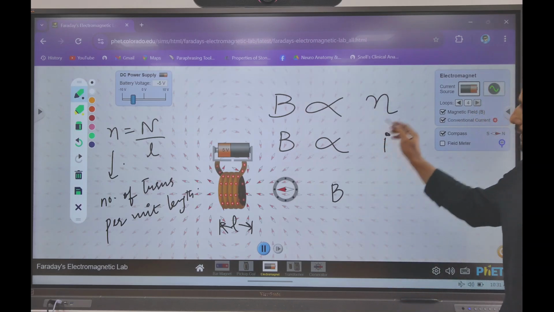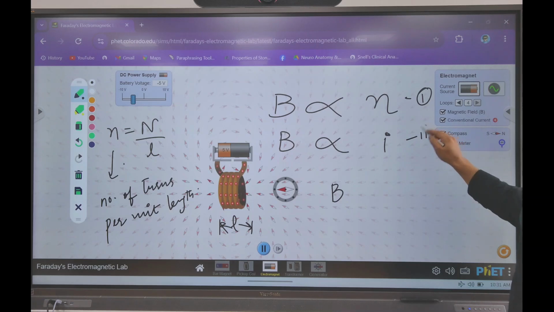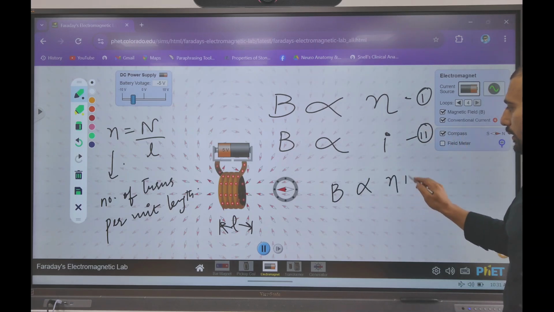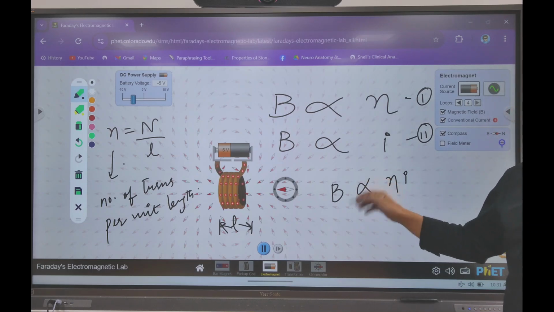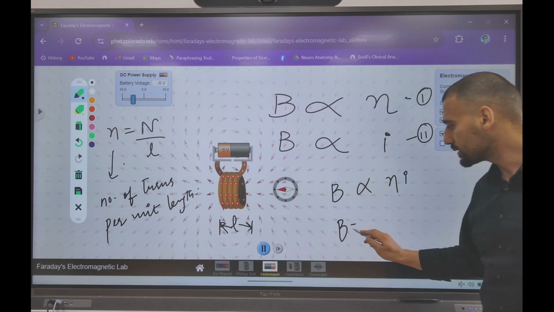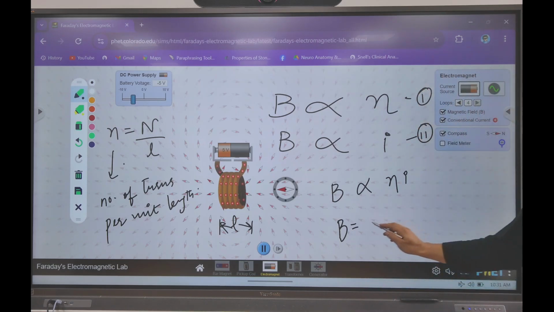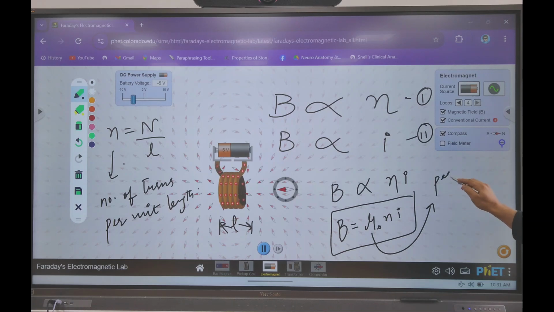So from the first and second equations, what do we conclude? The equation is this. Okay? And if you want to remove the proportionality sign here, we can write it as magnetic field is equal to mu naught times N I, where mu naught is called the permeability of free space. It has a value of 4 pi into 10 to the power negative 7.